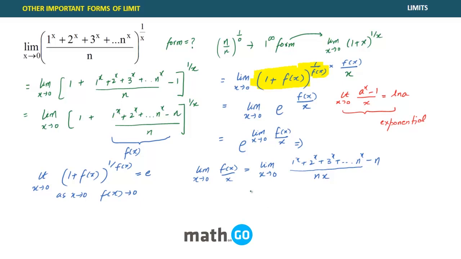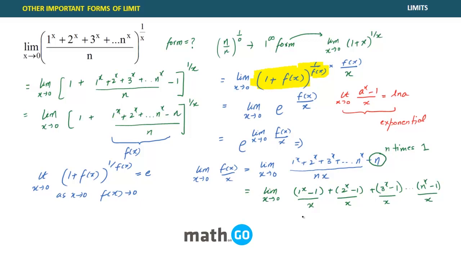So this becomes nothing but limit x approaching 0, 1 raised to power x minus 1. Let's make this as brackets. So I have split this n into n times 1. I made n times 1 out of this, and I subtract each of them in this particular bracket. So the last will be n raised to power x minus 1. And then I individually put x in the denominator.